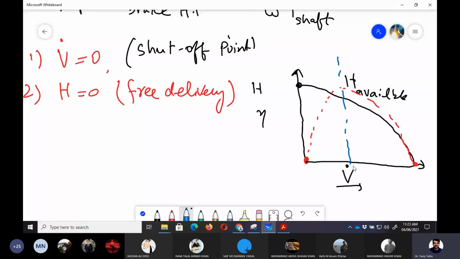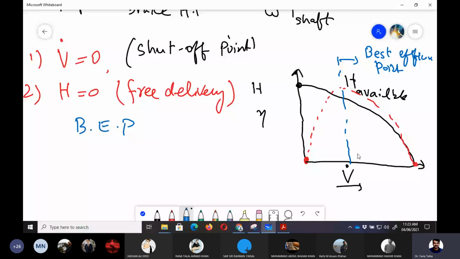This volume flow rate at which the pump gives us the maximum efficiency is called the best efficiency point. We also call it BEP. Best efficiency point is the volume flow rate at which the pump gives us the maximum efficiency. If the pump is operated at that location, then it would give us the maximum efficiency.